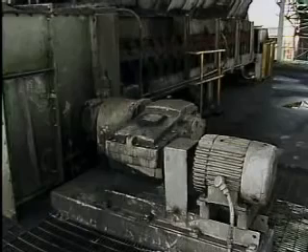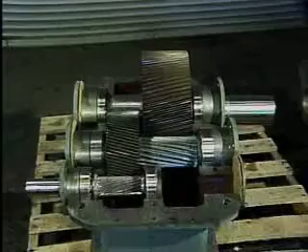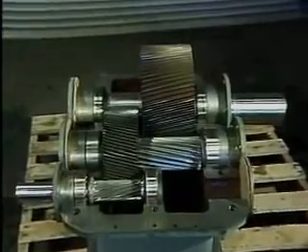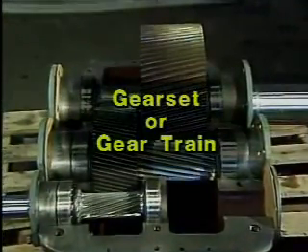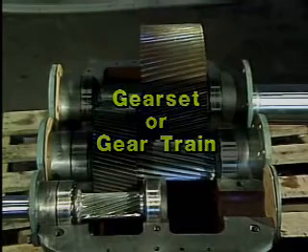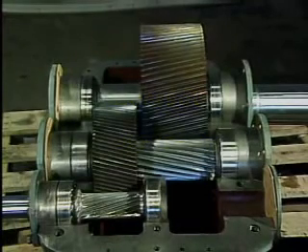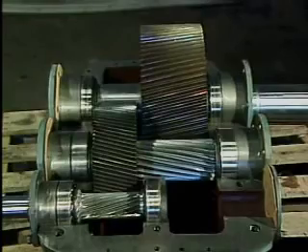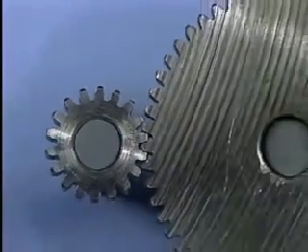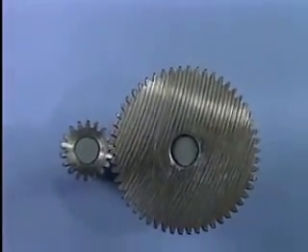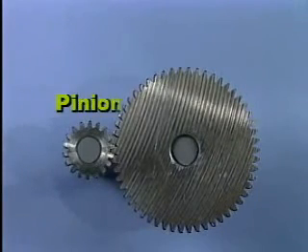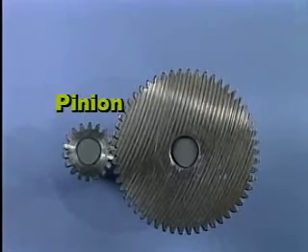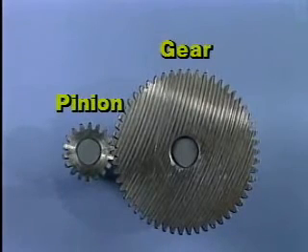Basically, gears are used to transmit mechanical power from one device to another. When two or more gears mesh together, the arrangement is called a gear set or a gear train. Also, each gear is generally attached to a shaft. Often, gears that are meshed together will be of different sizes. In this case, the smaller gear is referred to as the pinion, and the larger one is simply referred to as the gear.